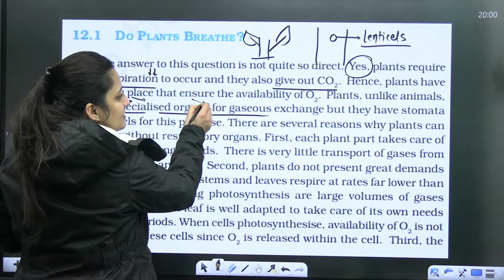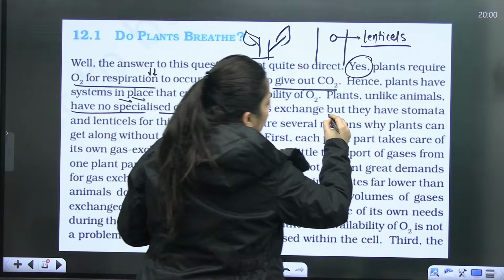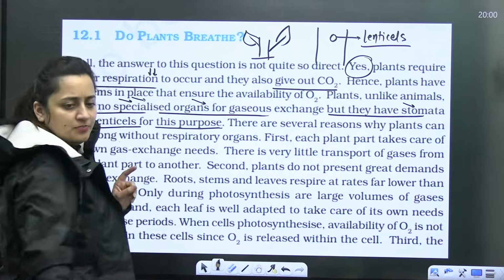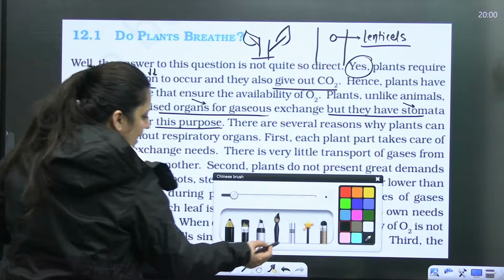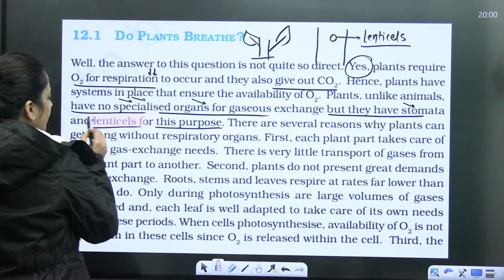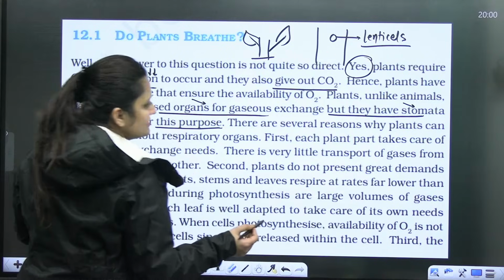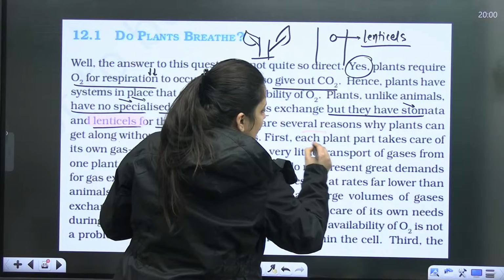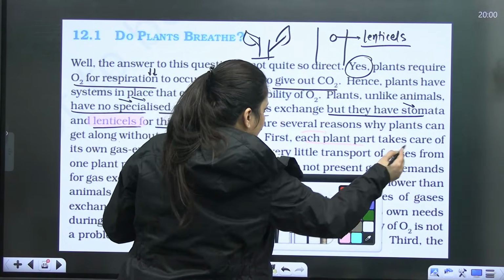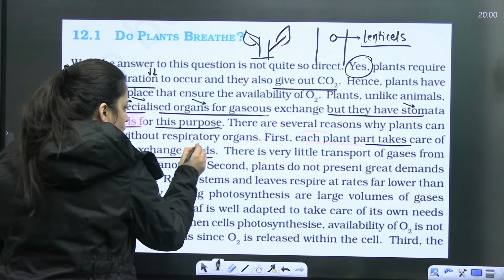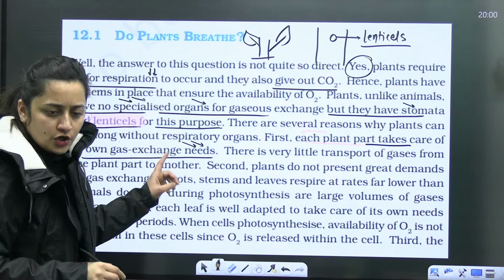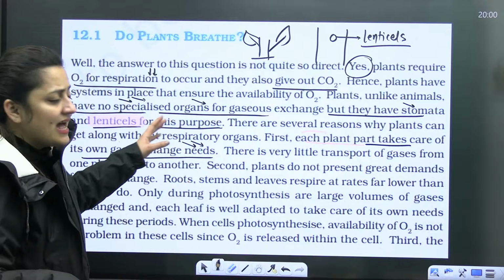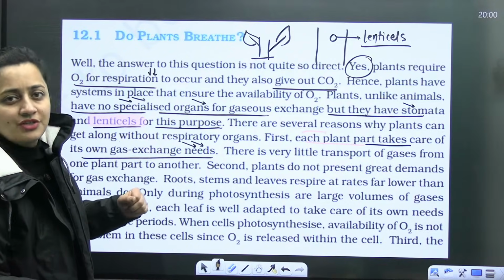So they do not have a specialized organ for this, but they do have stomata. They do have lenticels for this purpose. So yes, you should know about these lenticels. In plants, each plant part takes care of its own gaseous exchange needs. Told you already, if you think that a question cannot come from this part, it can. In a statement-based question, they can ask you this.